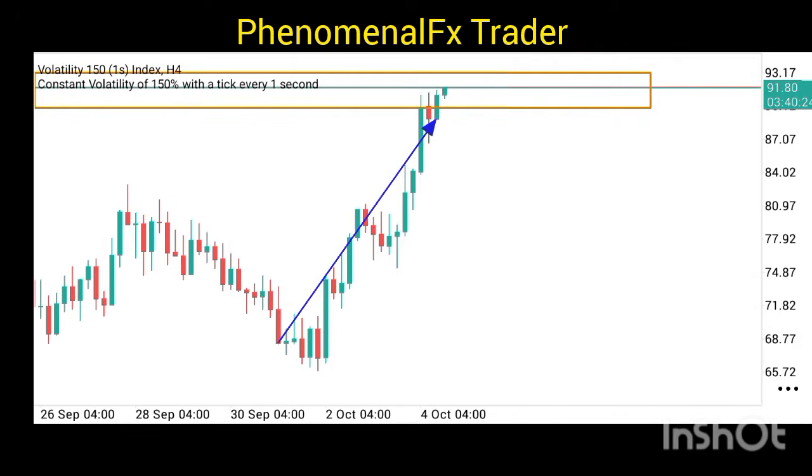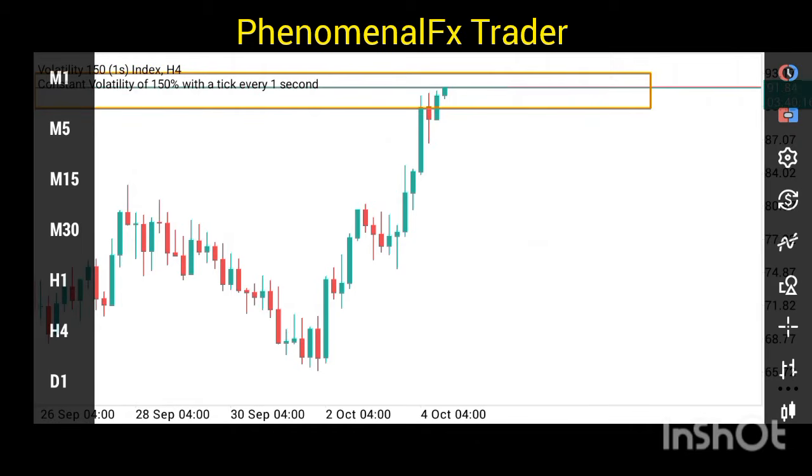I want to take my entry based on what I'm seeing on this 4 hourly time frame. All right, so we want to go to the 1 hourly time frame to see what I can still spot there.